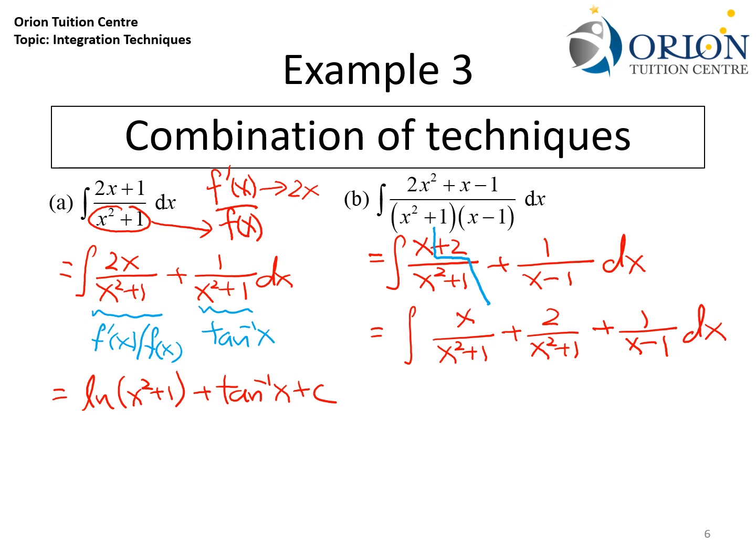For this first term, we need a 2 in the numerator so that we get a 2x, but it is just an x now, so what we can do is to multiply by a half outside to balance the extra 2 given. And with this, we can integrate it to be half ln x squared plus 1 plus 2 tangent inverse x plus ln of x minus 1 plus c, and that's it.